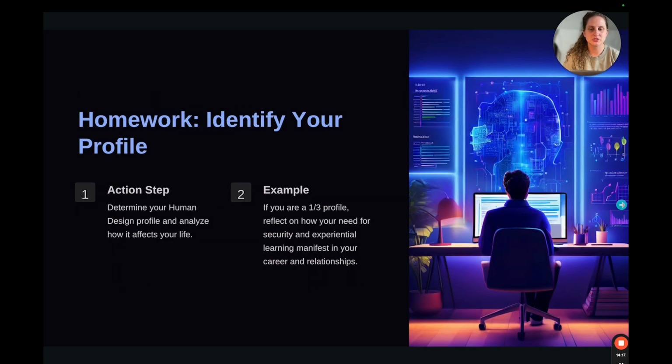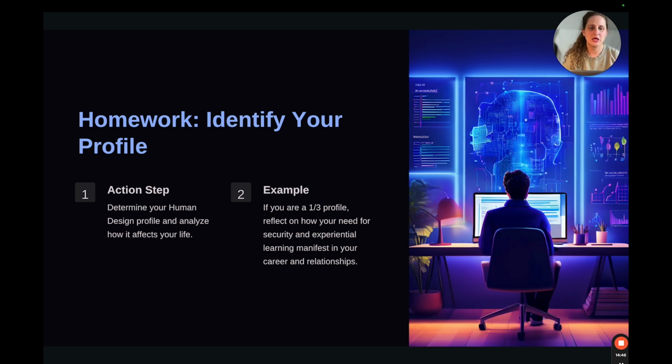Okay. So here's some homework for you. We're going to identify our profile. Again, if you haven't already printed off a copy of your human design chart and identified what your profile is so you can go a little more in depth here, then definitely do. It's super easy to find on your chart, so don't worry about that. Below there'll be a copy of a chart, and we'll circle and let you know exactly what you're looking for on that chart when you're looking for your profile.